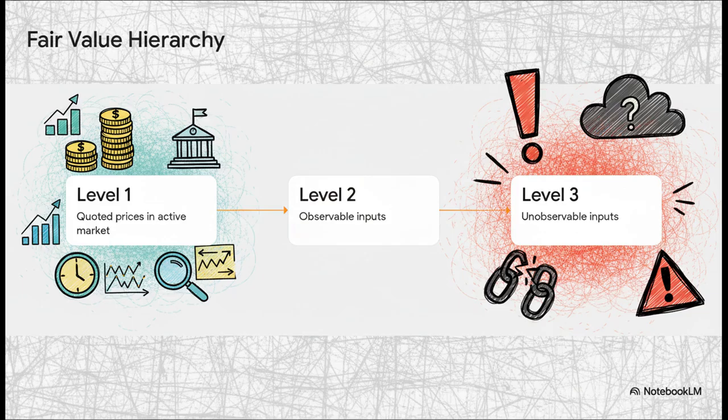Now, IFRS 13 handles fair value through a really strict hierarchy of evidence. We drop from level 1, which is the gold standard, highly reliable quoted prices in an active market like stock exchange prices, down to level 2, which relies on observable inputs like standard interest rates. But the real danger zone, that's level 3. That relies entirely on highly risky, unobservable internal data generated by the entity itself.